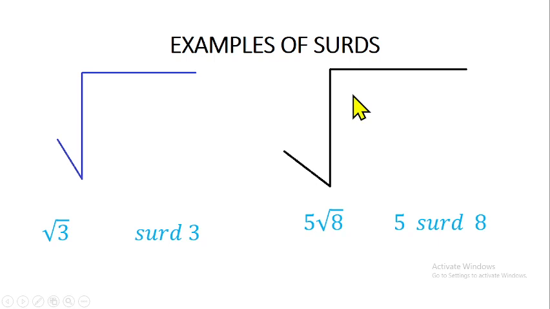So technically, we are talking about a rational number which is also surd. So this symbol itself is what we call surd. Don't call it square root in this context. We call it surd in this topic. Then this is pronounced as surd 3, and this is pronounced as 5 surd 8. I hope you understand what surd is all about.